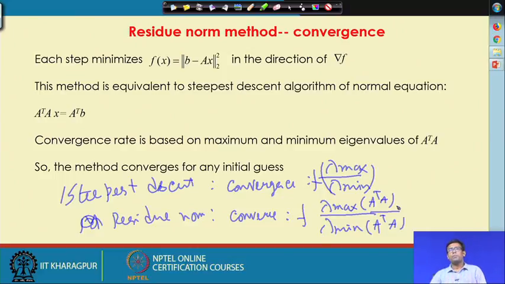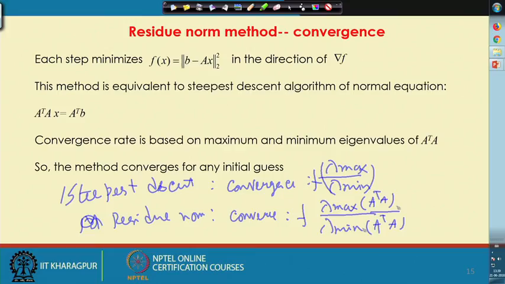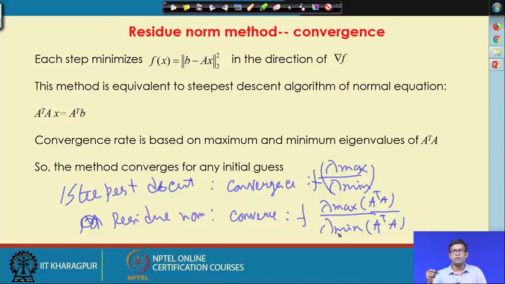For example, if A is a symmetric matrix, then A transpose and A are same. So, lambda max by lambda min will in this case be lambda square max by lambda square min of this matrix A. So, if the condition number is always greater than 1, the condition number will be squared. So, the condition number in the residue norm case is much higher. The spectral condition number of A transpose A is much higher than the spectral condition number of A. So, the convergence rate will be much smaller.